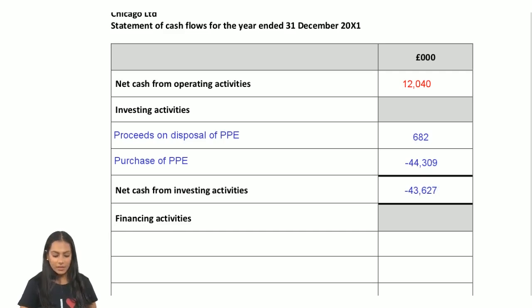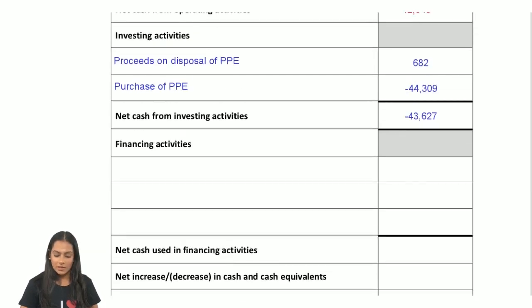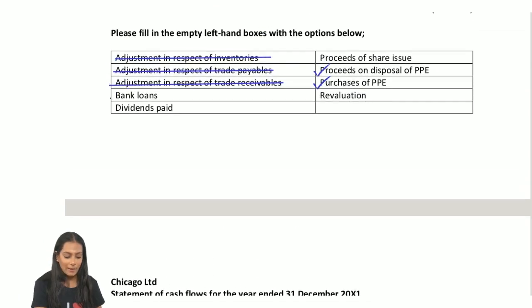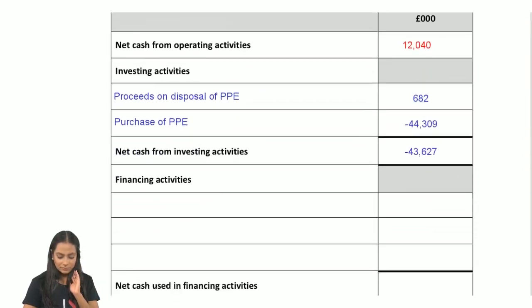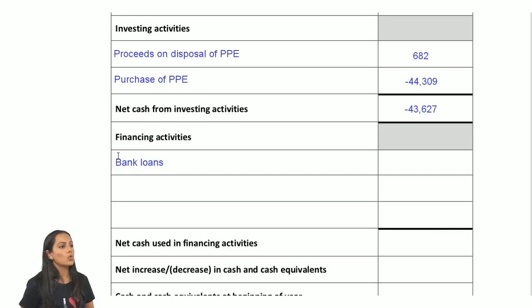Now we move on to the cash from financing activities. For financing activities, this will relate to any bank loans, any dividends paid, and the proceeds of share issue. So let's start off with bank loans. Financing your company is all about raising cash to invest in the future. And you can finance yourself by borrowing money or selling shares. And if you do sell shares, you may pay your shareholders a dividend.